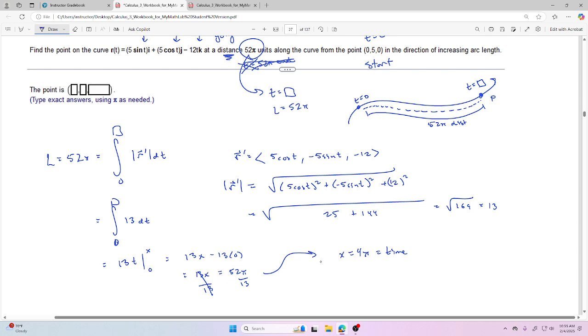There it is. Plug it back in. So r of x, and again, that's r, not r prime, would be 5 sine of 4 pi, 5 cosine of 4 pi, and then negative 12 times 4 pi. I ran out of room. Hate that. Start over.